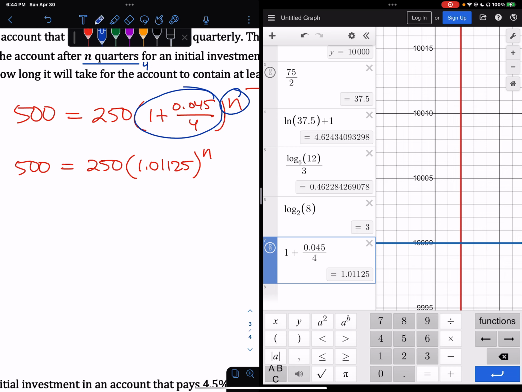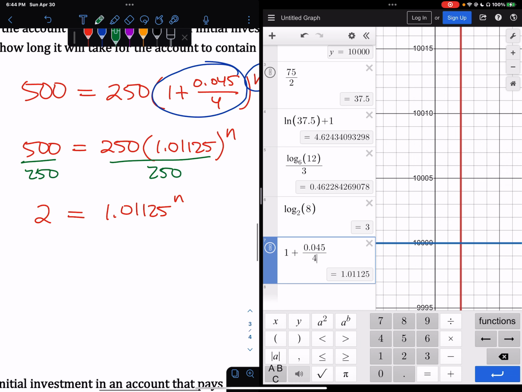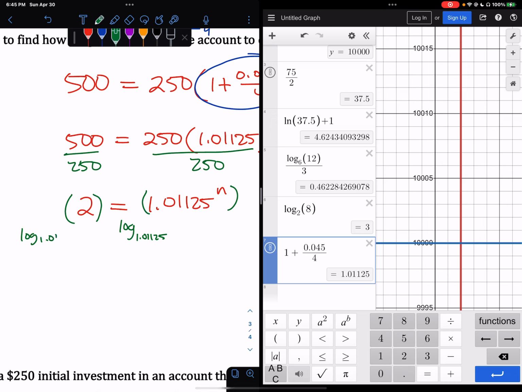And now we're going to get N by itself. Our N is attached to that number, so we have to get rid of the 250. We're going to divide both sides by 250. 500 divided by 250 is 2, equals 1.01125 to the power of N. And now how do we get rid of that? Well, with a log undoing an exponential, our log base needs to match that base. So we're going to have log base 1.01125 of the right side, and the same thing on the left side. And so we get log base 1.01125 of 2 equals N.